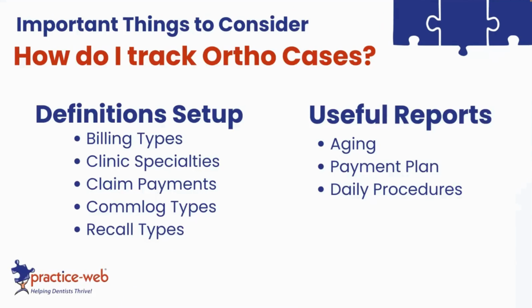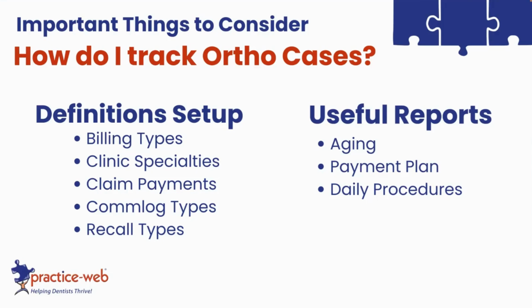Now, how do I track a little bit more about the setup side of it? There's billing types. Some of these are optional items here, but if you want to, you can create a billing type called ortho, and then assign your ortho patients to that billing type. And that just allows you to run reports off of that billing type under the standard reports. All kinds of reports can be run off of a billing type. So if you want to do that, you can.